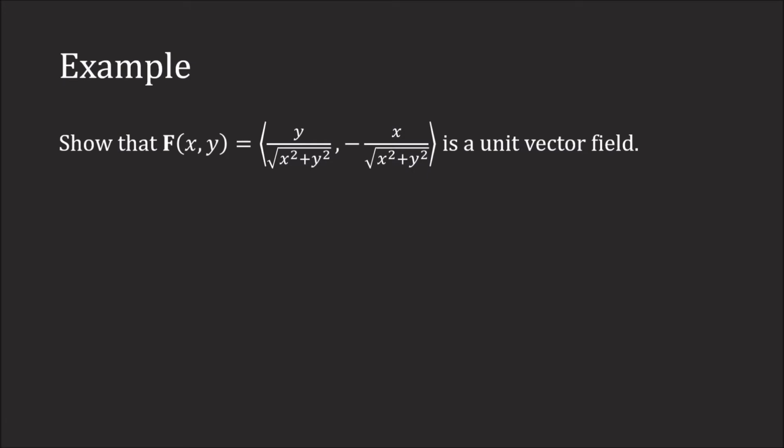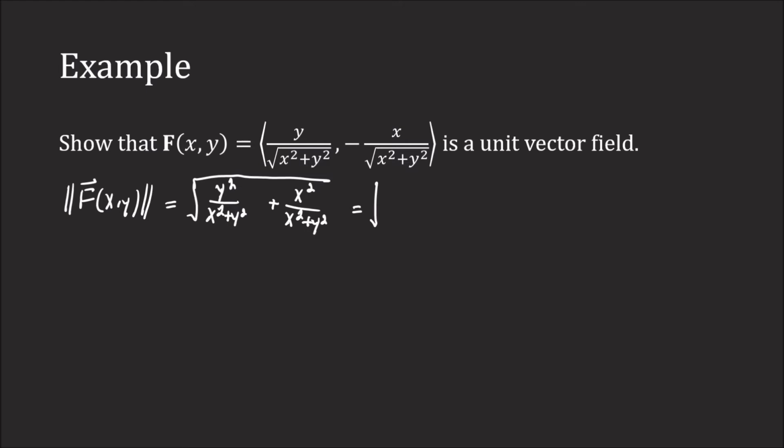So we're going to show that this vector field here is a unit vector field. What we do is just calculate the magnitude of f of x, y and show that this is 1 regardless of our choices of x and y. So this will give us the square root of y squared over x squared plus y squared, plus x squared over x squared plus y squared.